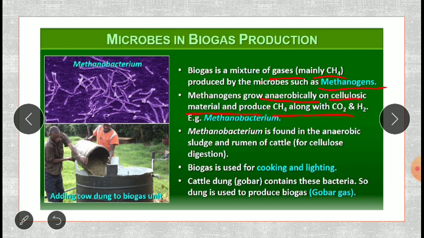So we can use these materials, as on these cellulosic materials the methanogenic bacteria grow and produce methane, carbon dioxide and hydrogen. An example is Methanobacterium. This Methanobacterium is found in the anaerobic sludge and the rumen of cattle. Rumen of cattle is nothing but the digestive tract of the cattle.